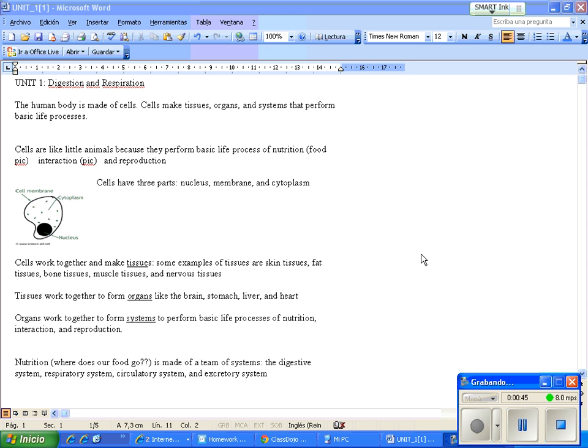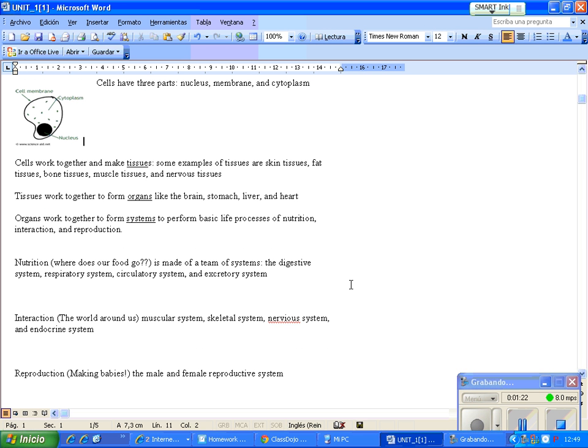Cells work together to make tissues. Some examples of tissues are skin tissues, fat tissues, bone tissues, muscle tissues, and nervous tissues. Tissues work together to form organs like the brain, the stomach, liver, and heart. Organs work together to form systems, to perform basic life processes of nutrition, interaction, and reproduction.